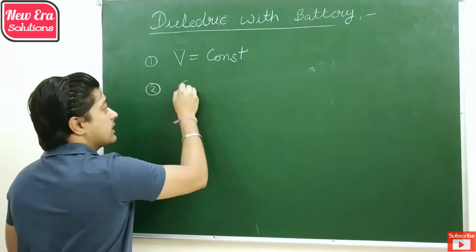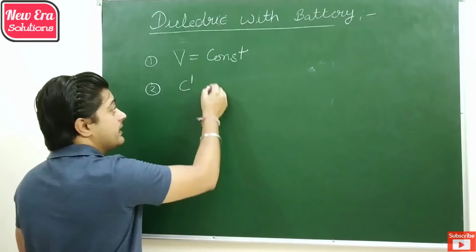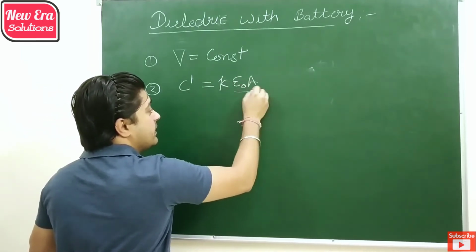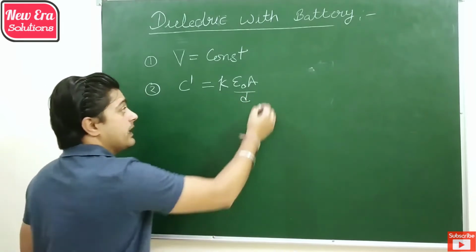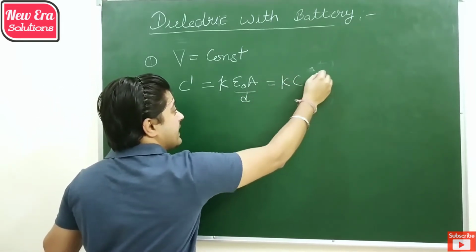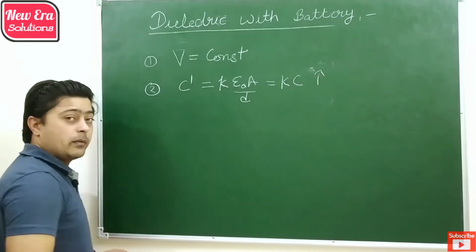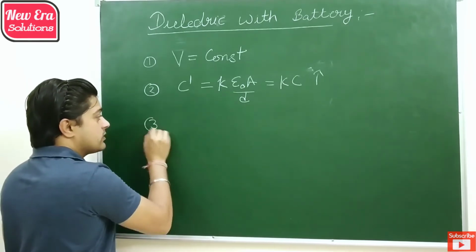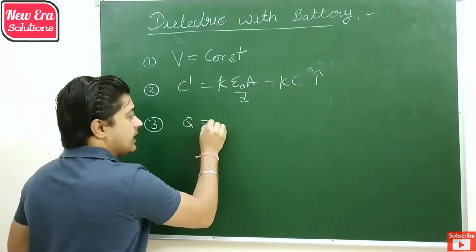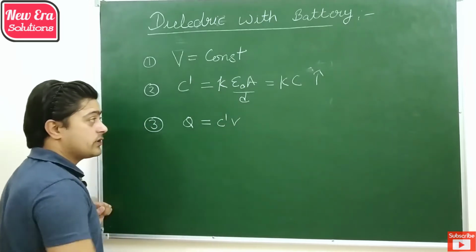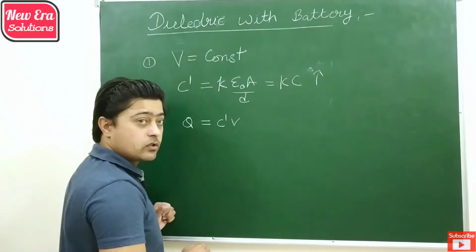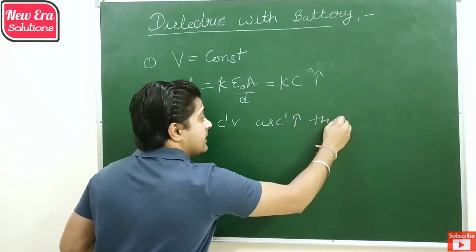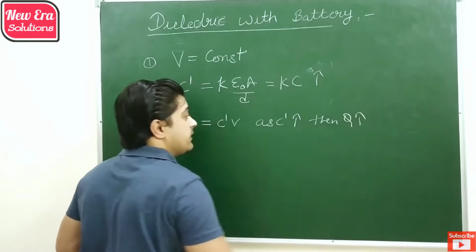Second, as for the capacitance, we discussed in the recent case that the new capacitance with the dielectric slab is increased by K times. So the new capacitance is K times the initial capacitance, and the capacitance of the capacitor will increase. Third, the charge stored by the capacitor: the charge is equal to capacitance into potential. As we know, the potential is constant and the capacitance will increase, so the charge storage of the capacitor also increases.